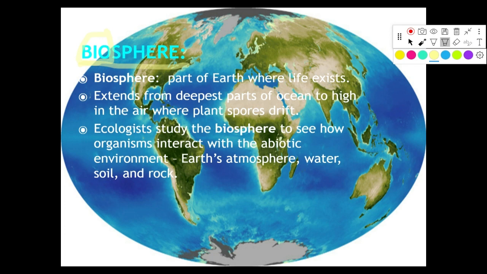So plant spores, y'all, are just kind of little, super small seeds that will float through the air, right? That's kind of how you can think of spores. And mushrooms and fungus also release spores. Ecologists study the biosphere to see how organisms interact with the abiotic environment, right? So, how living things interact with the non living things.